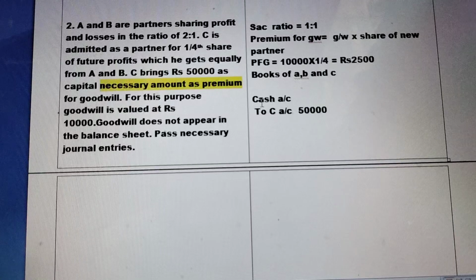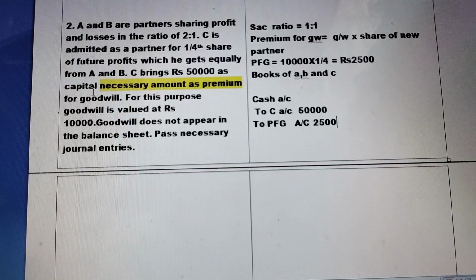So instead of passing two entries here, we can write to premium for goodwill account. Okay, the premium for goodwill account is 2,500. Is my explanation clear? For capital it is cash to a new partner's capital, and for premium it is cash to premium for goodwill. So we have merged these two entries: cash to C's capital and to premium for goodwill.